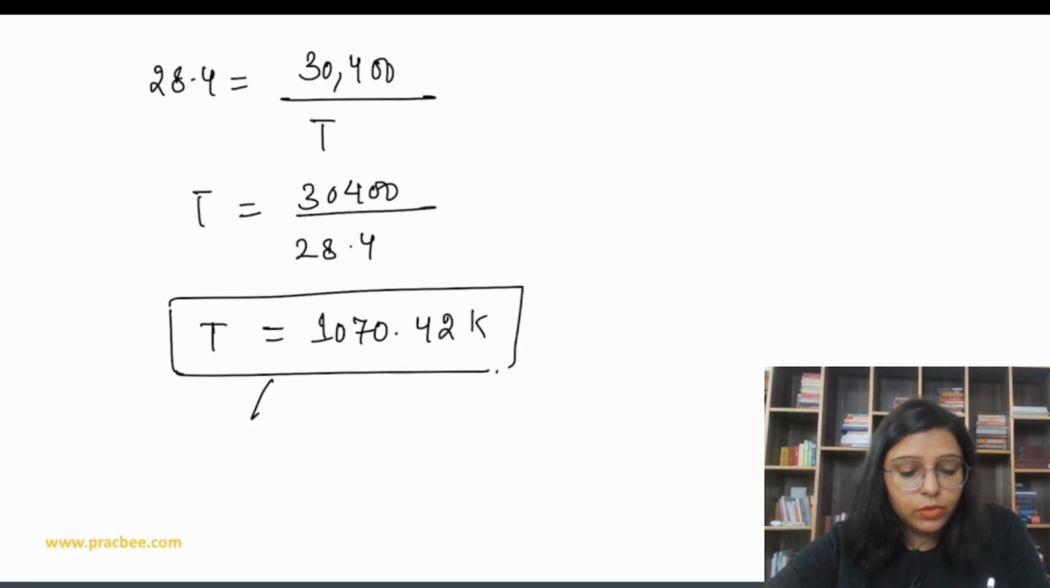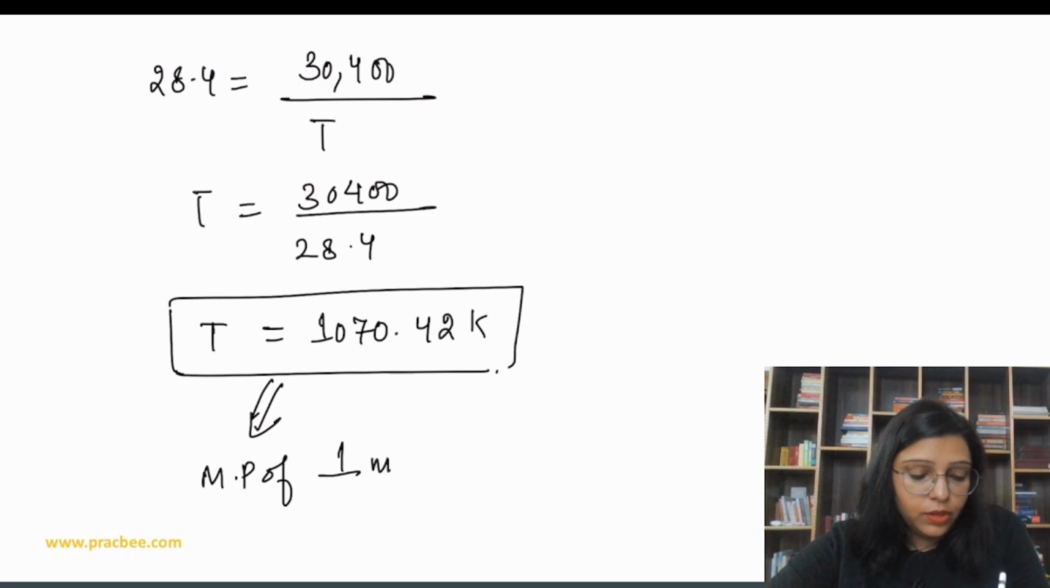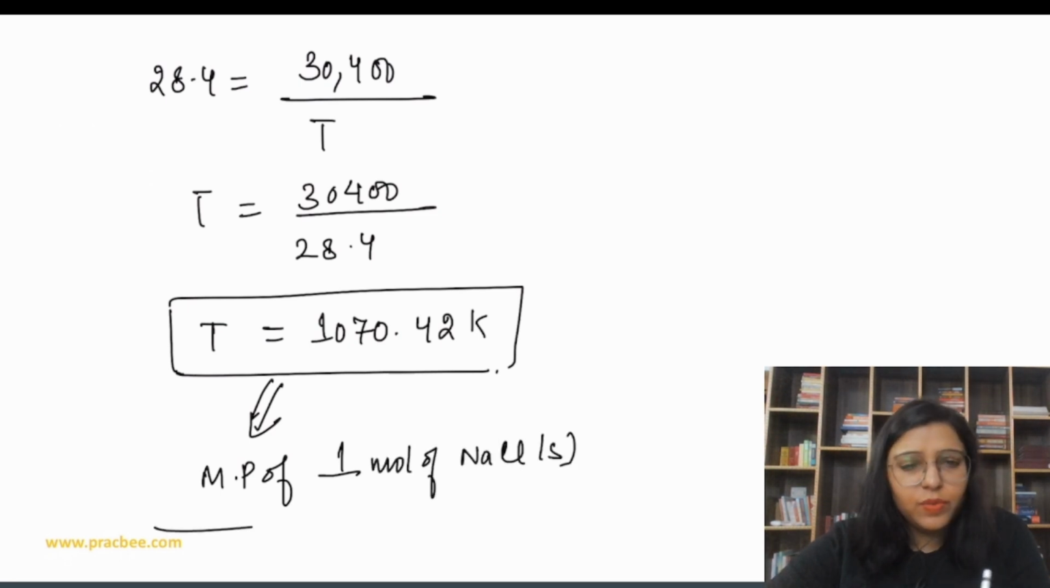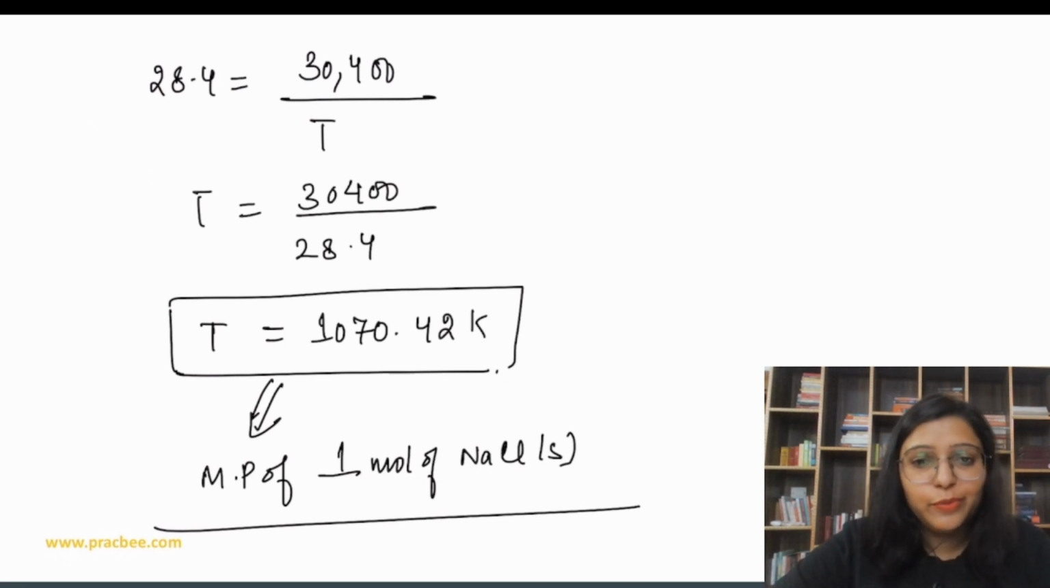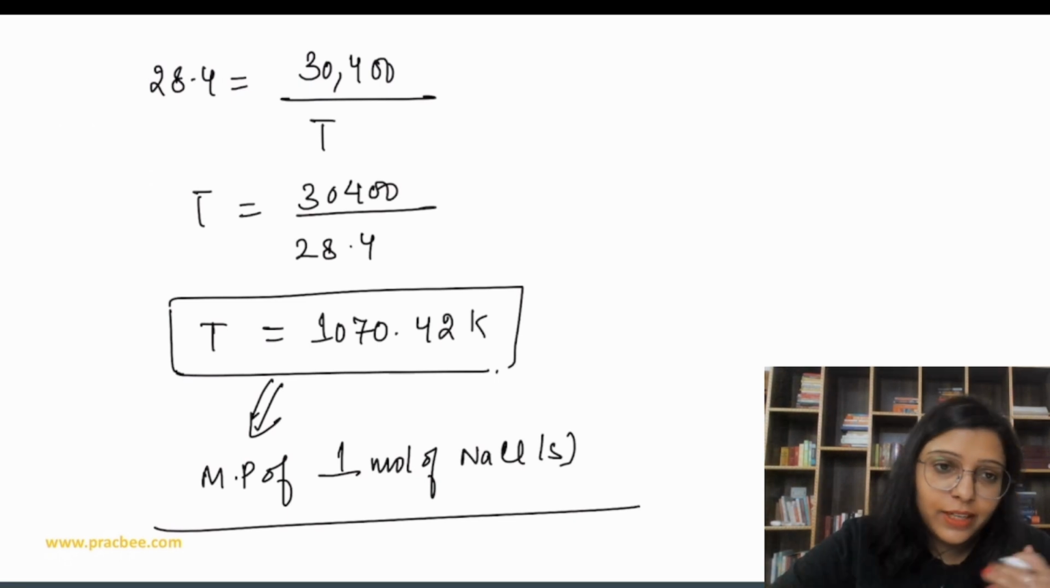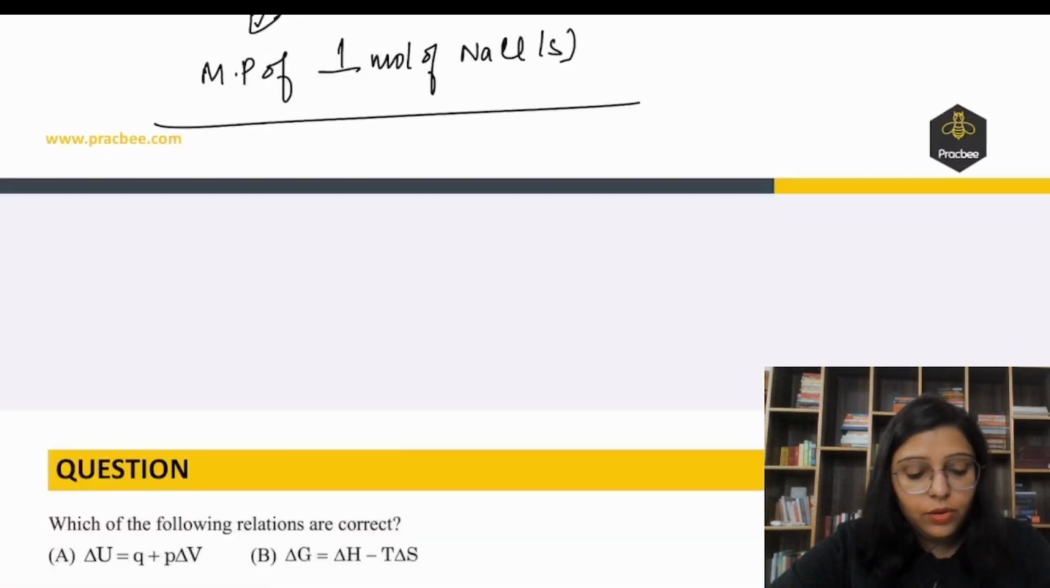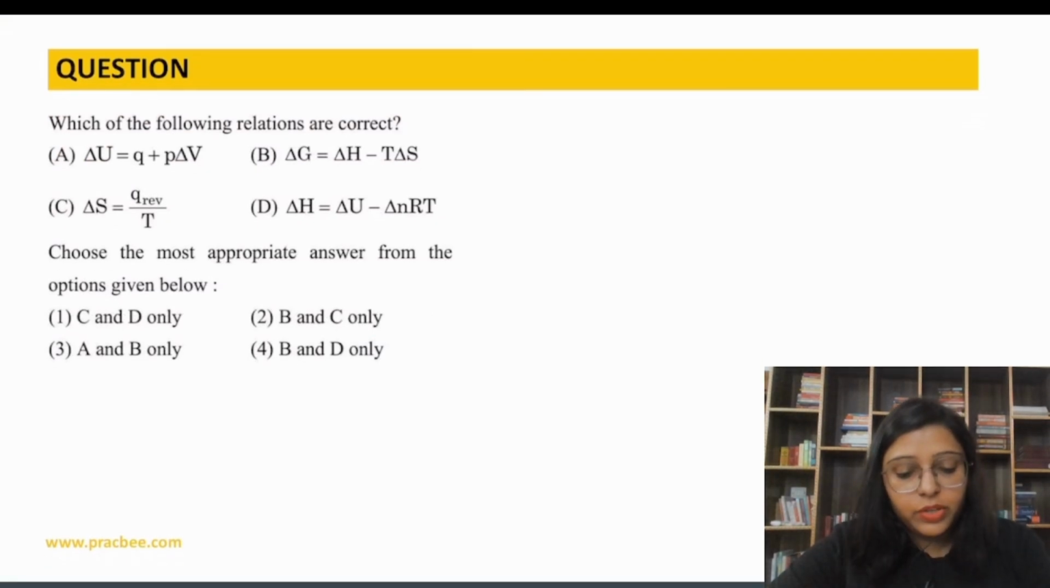1070.42 Kelvin. So this is going to be the melting point of 1 mole of NaCl solid. Obviously we write melting point of 1 mole, 2 mole, doesn't matter. Melting point of NaCl solid is this 1070.42 Kelvin. Okay. Now let's do the next question.